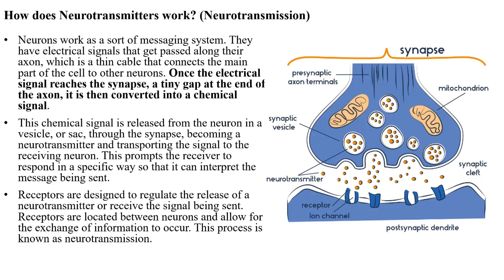And what happens after this? This prompts the receiver to respond in a specific way so that it can interpret the message being sent. Receptors are designed to regulate the release of neurotransmitter or receive the signal being sent. Receptors are located between neurons and allow for the exchange of information to occur. And this process is known as neurotransmission. Okay, so there are receptors located between neurons, and they allow for the exchange of information. And this whole process is known as neurotransmission.